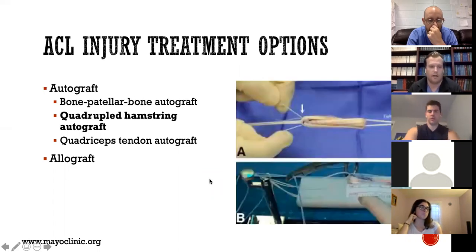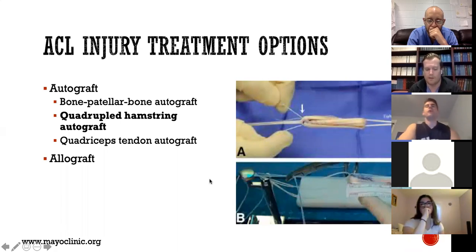Next graft is the quadrupled hamstring autograft. This is an autograft that's taken from the medial side of the knee. Again, you'll identify the pes tendons and use the tendon stripper to harvest the soft tissue. Generally, this is described as having a smaller incision, and also is known to have the highest load to failure. Again, with the normal ACL being about 2,000, this is actually double that strength with a maximum load to failure about 4,000 newtons.